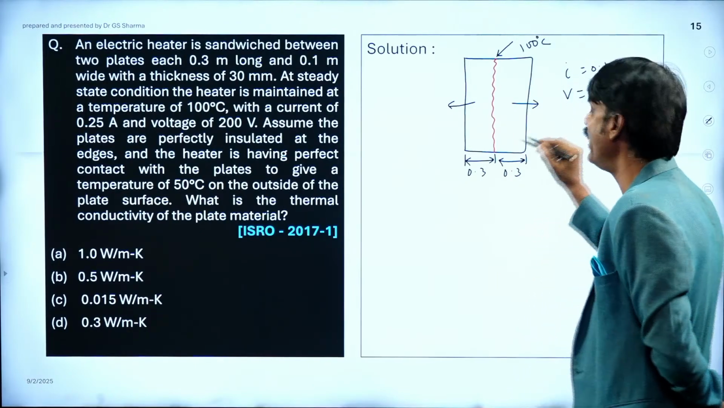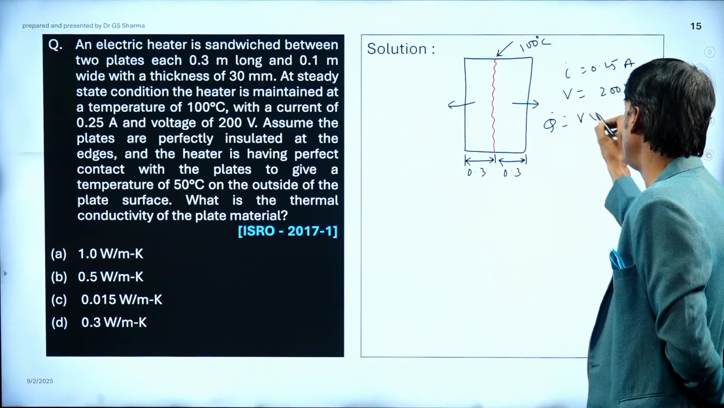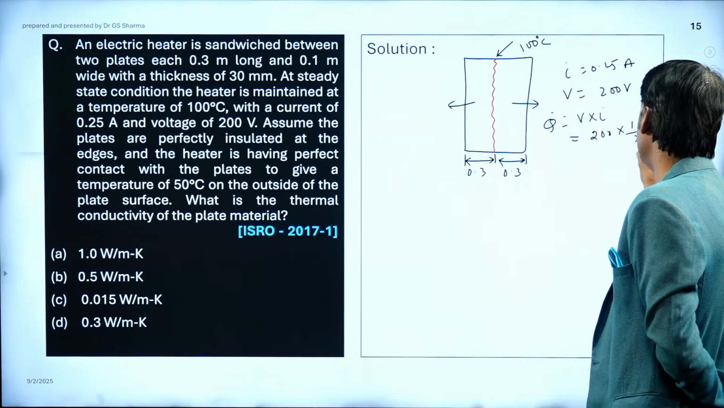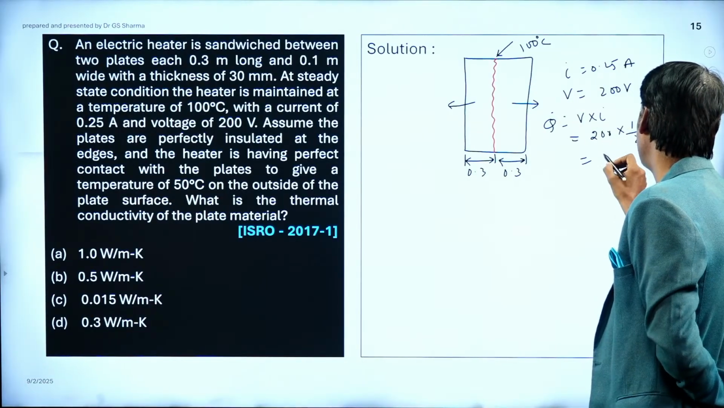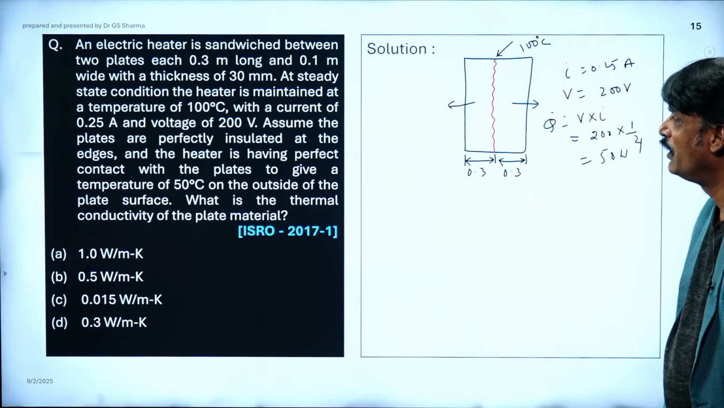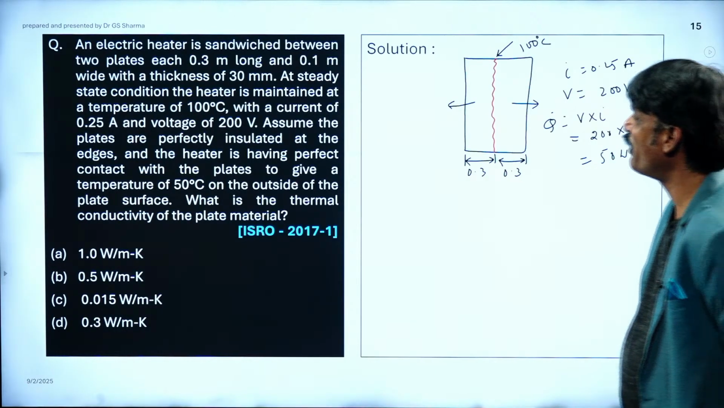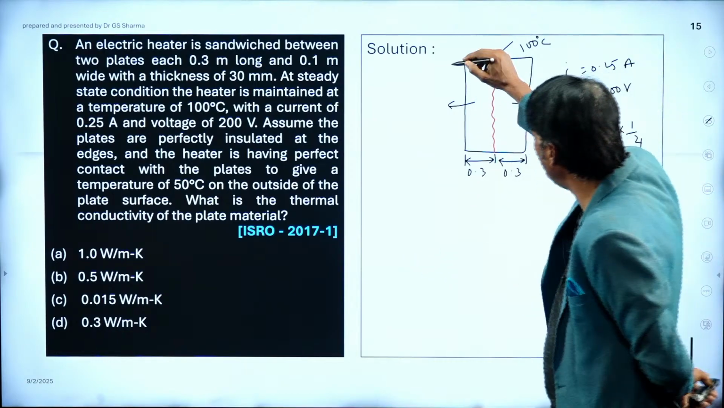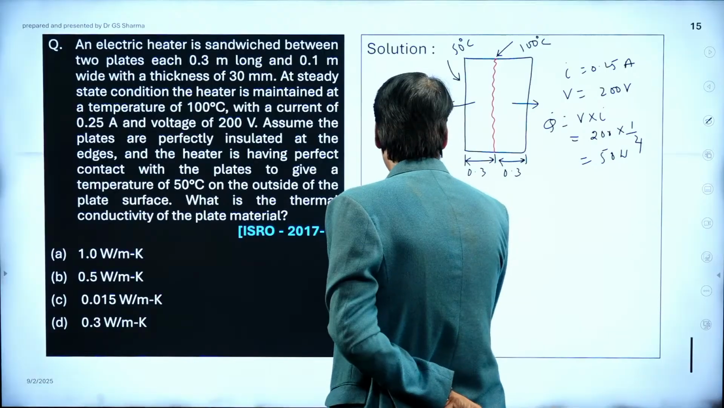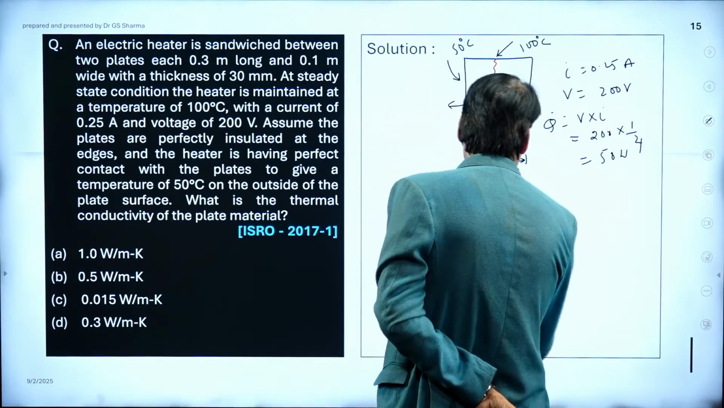Voltage is being applied of 200 volts. So your Q dot is equal to V into I, which comes out to be 200 into 1/4, which is 50 watts. Assume plates are perfectly insulated at edges and the heater is having perfect contact with the plate to give a temperature of 50 degrees centigrade. So he's saying that this particular temperature is 50. So use this particular relation, Q dot is equal to KA delta T divided by L.